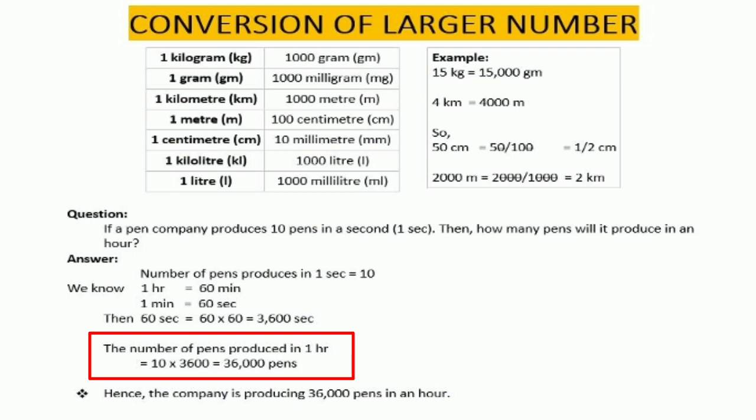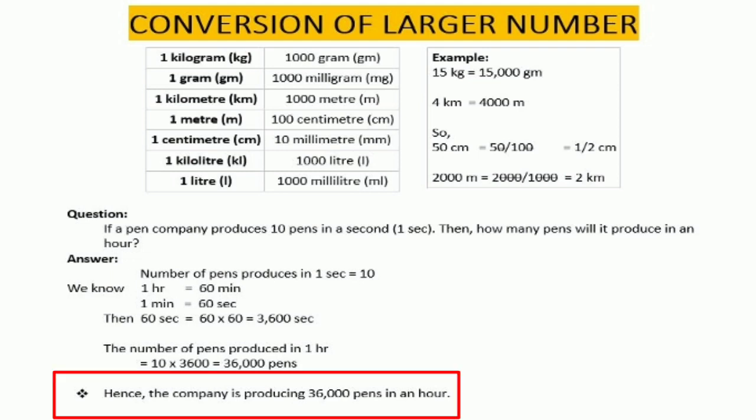As number of pens produced in 1 second is 10, so number of pens produced in 3600 seconds is equal to 3600 into 10. So hence 36,000 pens are produced in an hour by the company.